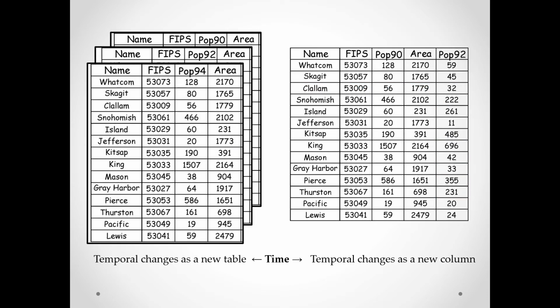Here, temporal changes appear as a new table. Time changes, the population 90, then population 92, then population 94, and we have created three different attribute tables. And in this type of representation, temporal changes appear as a new column. In this attribute table, the population 90 and population 92 are represented by adding one new column. Here, one new attribute table has been created.